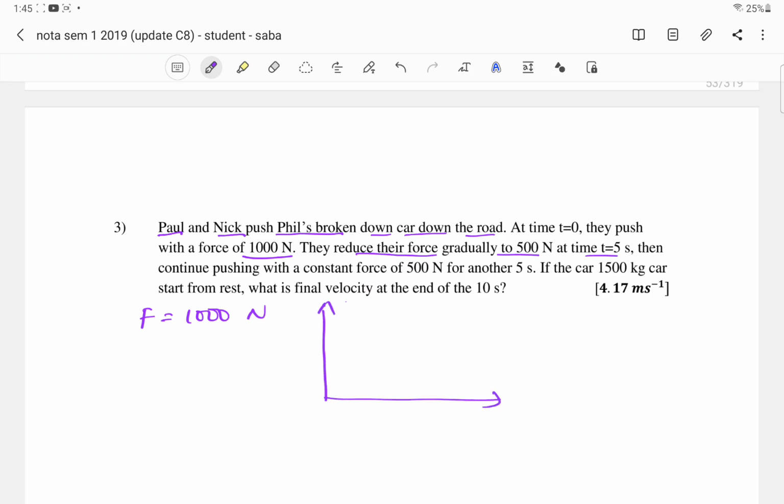So to find this, F here and T here. At first it is said 1000. Okay, at T0 they pull the result. They reduce the force gradually. Okay, so reduce here to 500 at time 5 second. Then continue to push with constant force. Okay, constant force for another 5 second. So here is 10.